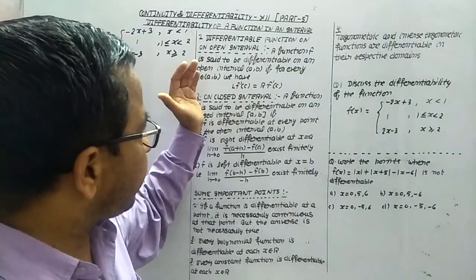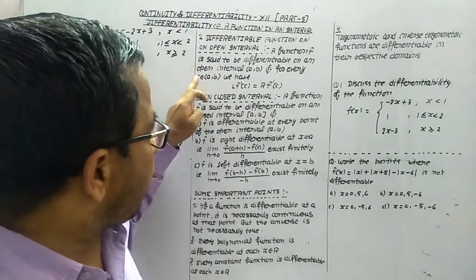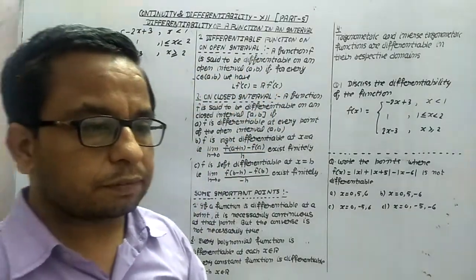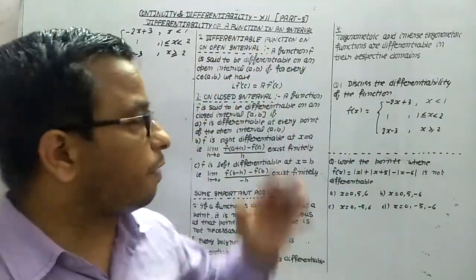A function f is said to be differentiable on an open interval (a, b) if for every c belonging to (a, b), we have left hand derivative at c equals right hand derivative at c.